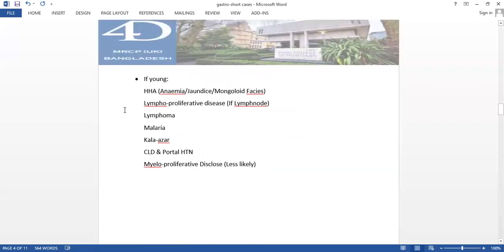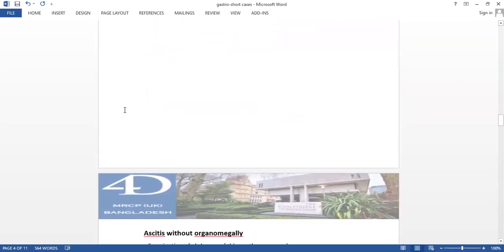So let's proceed. Sometimes the ascites is so huge that it is very difficult to appreciate the organomegaly. So what might be the differentials in those cases? I can ask one to describe a case of isolated ascites. You can say that you have found only huge ascites. Dr. Mitu, are you there? Yes, Bhaiya. Can you present a case of only ascites?